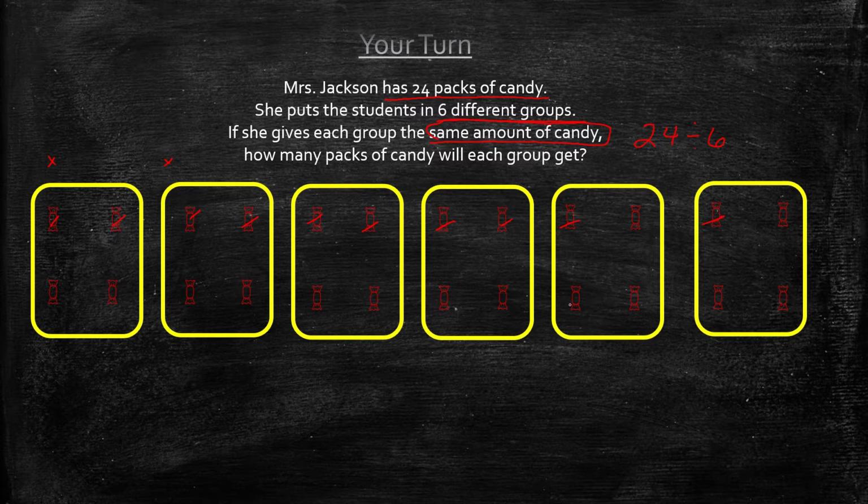Now, how many does each box have? 1, 2, 3, 4. 24 divided by 6 equals 4. Remember, 4 what? 4 packs of candy. It's very important to make sure you provide what the number references in word problems. So if we wanted to check that work, we just go backwards. 4 times 6 equals, that's right, 24.